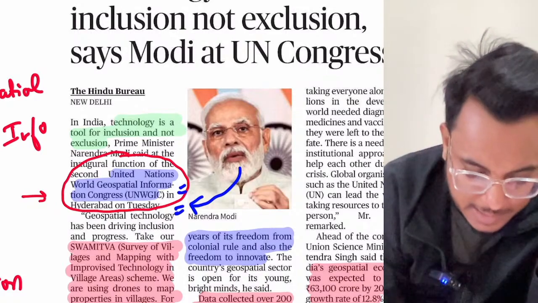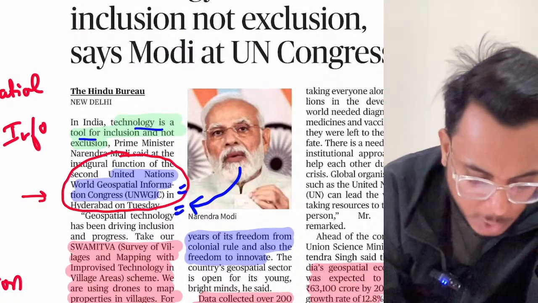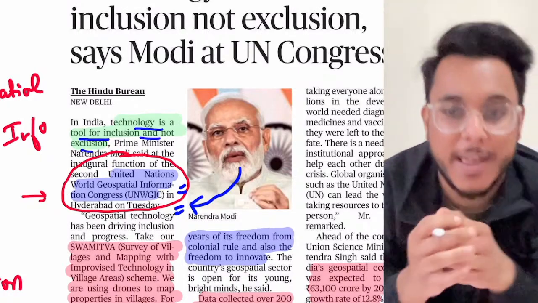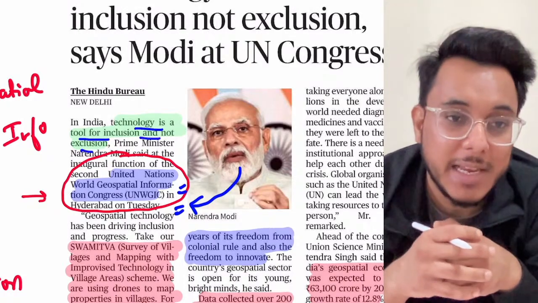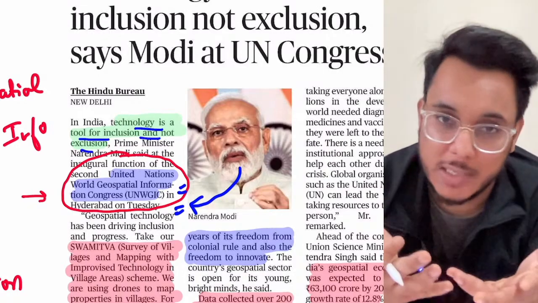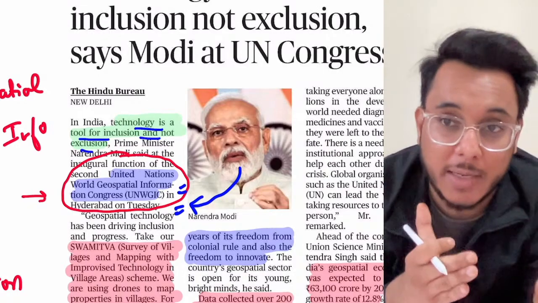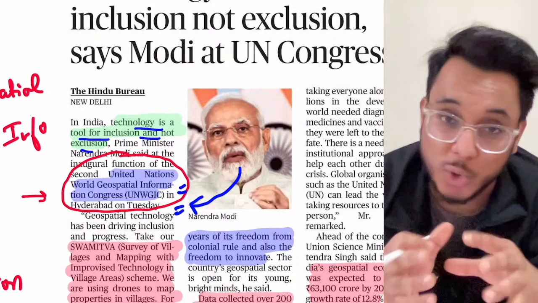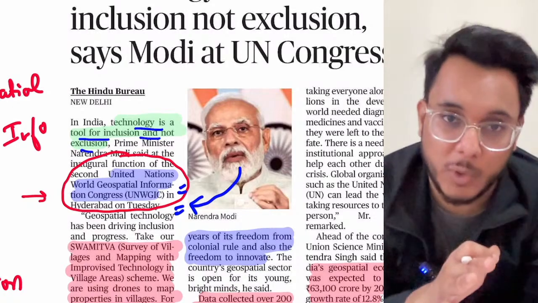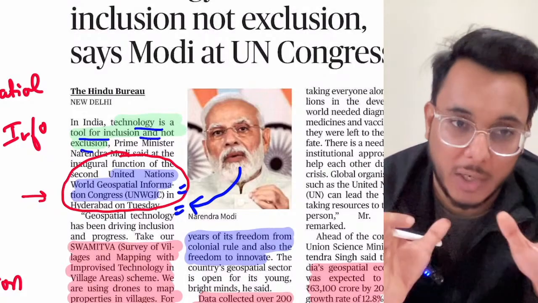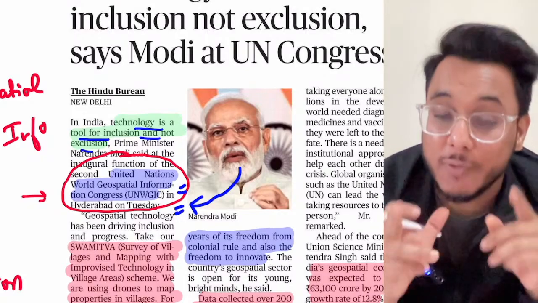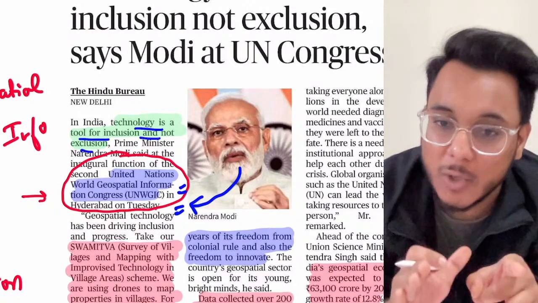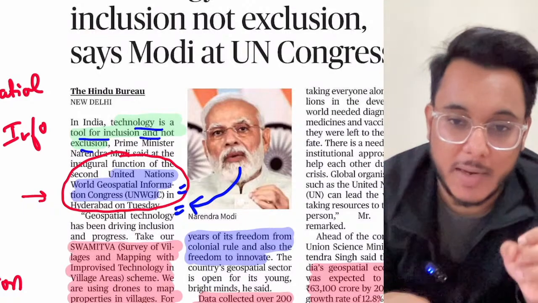Here the Prime Minister has said that technology is a tool of inclusion and not a tool of exclusion. Many a time we think that technology is a tool of exclusion. For example, only the people who are educated, only the people who have internet, will be able to use the technology, so the people who don't have internet will be excluded. The Prime Minister said that no, that's not correct. Technology is a tool for inclusion, not exclusion. Fine.